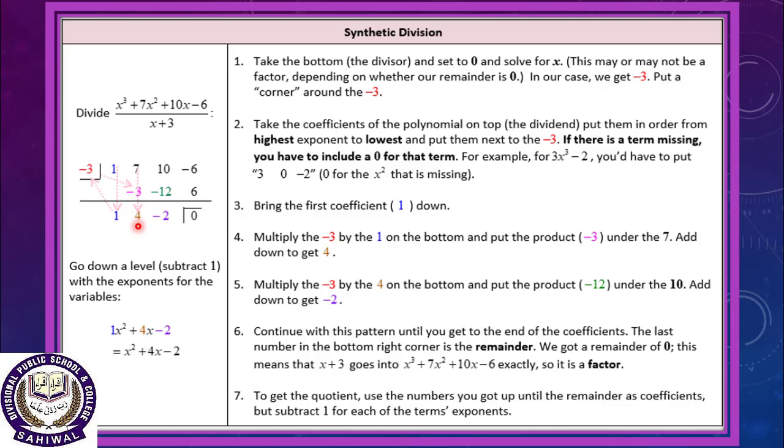These terms 1, 4 and minus 2 make the quotient, and this quotient has 1 degree less than the given polynomial. So the quotient is x raised to the power 2 plus 4x minus 2, and the remainder is 0.